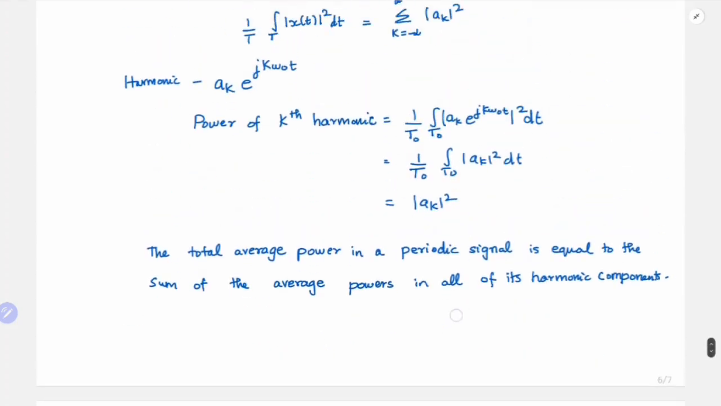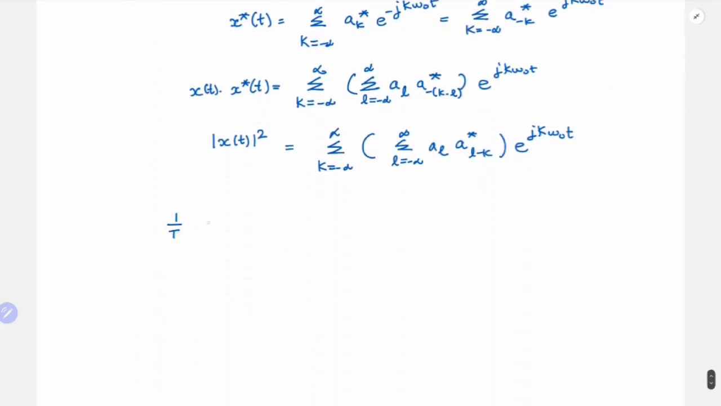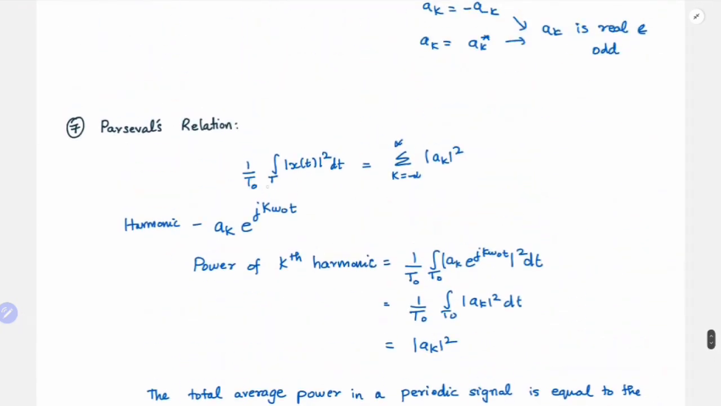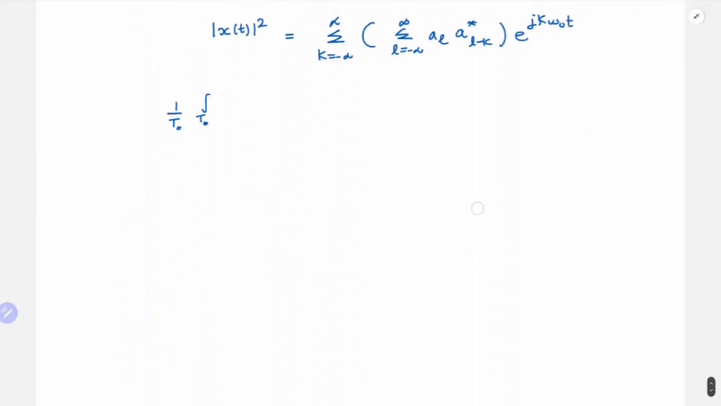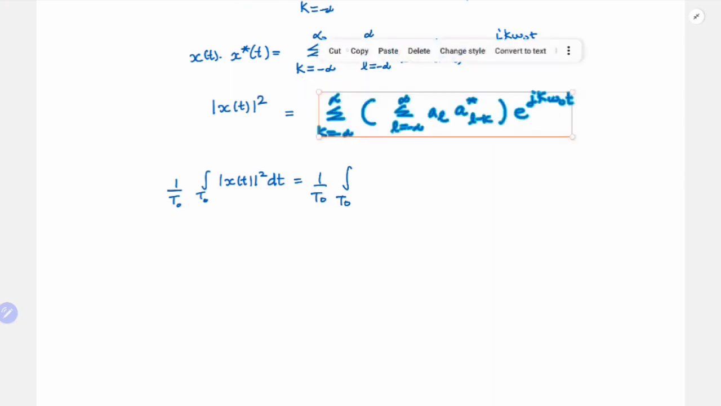Now we want to find the power, right? Which is nothing but 1 by T naught integral over T naught of mod x of t whole square dt. And here integral as well, 1 by T naught. And this same thing comes.